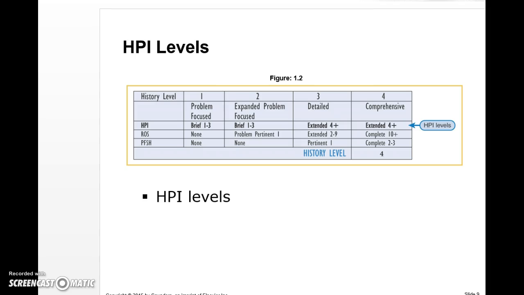The history of the present illness levels are problem-focused, expanded problem-focused, detailed, and comprehensive. So you can see brief or extended. Again, levels will be brief or extended with the history of the present illness levels. This information you can find as well at the beginning of your CPT book. So please do take time to take a look at that. A lot of good information there.